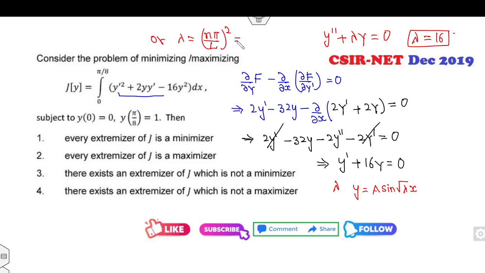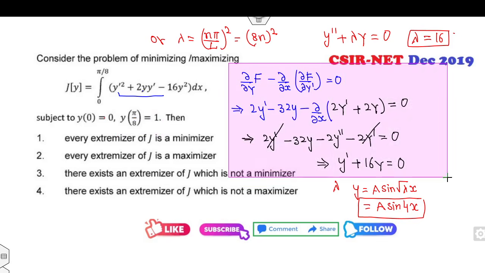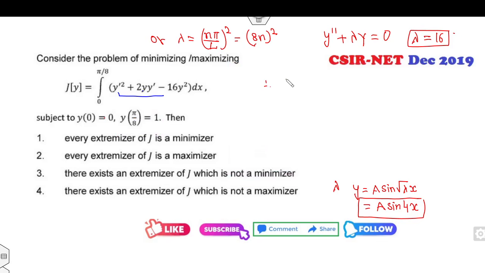Length is pi over 8. So that is 8n square. Fine. So anyhow, it is a sine of 4x. How can you find the value of a? I can substitute this value, y of 0. How can you find this value? I can find the value of a by using this condition, y of pi by 2. So a will be 1. So therefore, y is equal to sine of 4x.